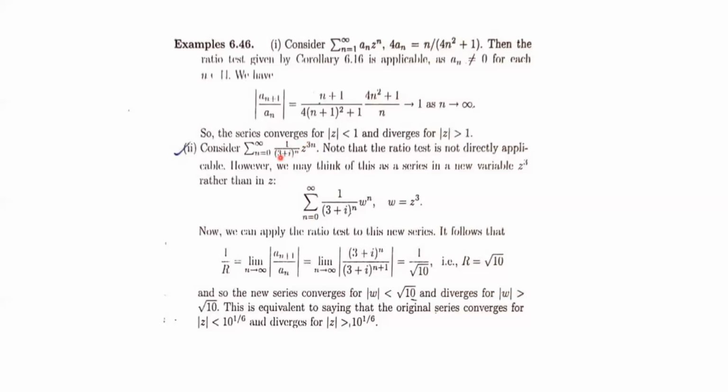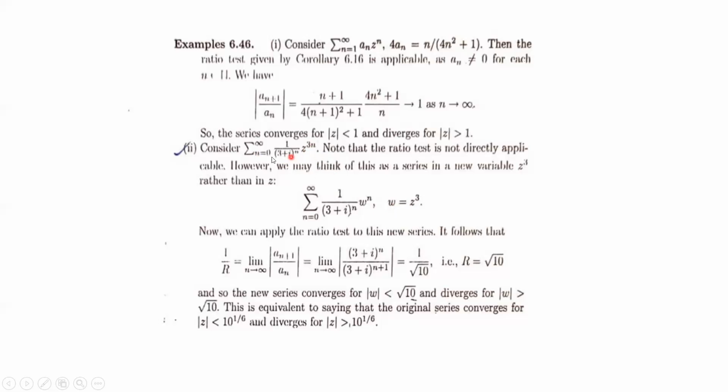So in this case, you cannot employ the ratio test. Okay. That's the note written there, I guess. Note that the ratio test is not directly applicable. You cannot apply it directly, but you can transform it. However, we think of this as a series in the new variable z cube. So let's change the variable z cube to w. Okay. So simply write w in place of z cube.